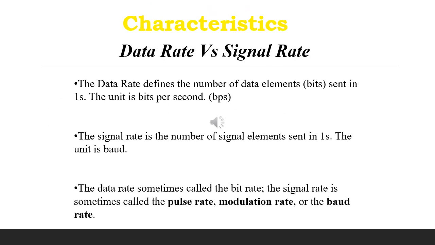Data rate versus signal rate. The data rate defines the number of data elements, that is bits, sent in 1 second. The unit is bits per second. The signal rate is the number of signal elements sent in 1 second. The unit is baud. The data rate is sometimes called the bit rate. The signal rate is sometimes called the pulse rate, modulation rate, or the baud rate.